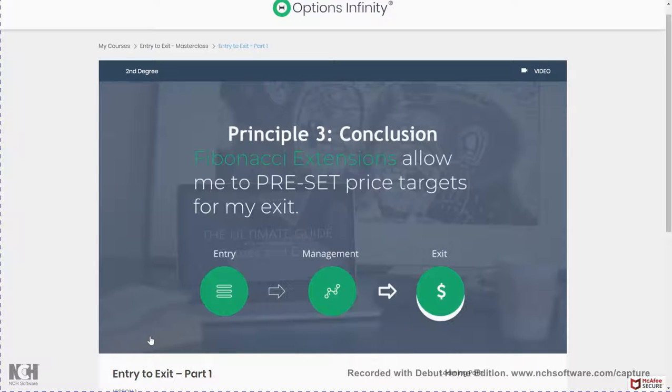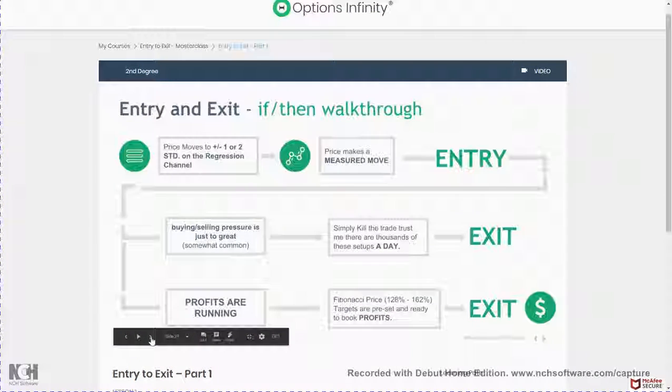The Fibonacci extensions allow me and you to preset price targets for an exit, and that is a very powerful tool. Because we know when the measured move goes against us, that's an exit with a loss. And we know when it hits a Fibonacci extension, that is a preset price target that we can actually put alerts on our chart. So we don't have to watch it, and we don't have to watch the market all day long.